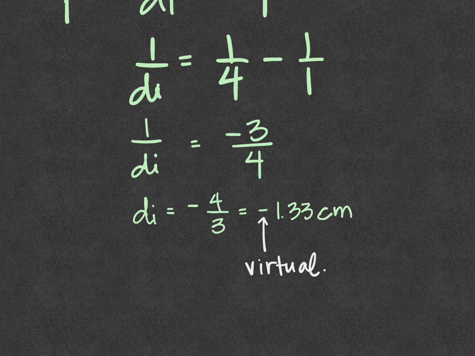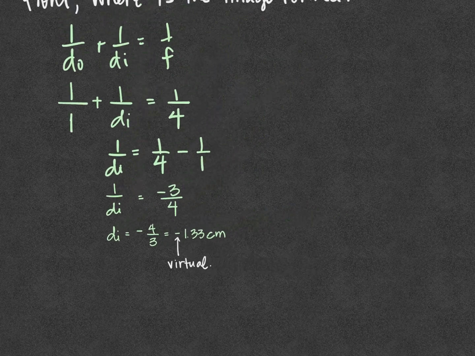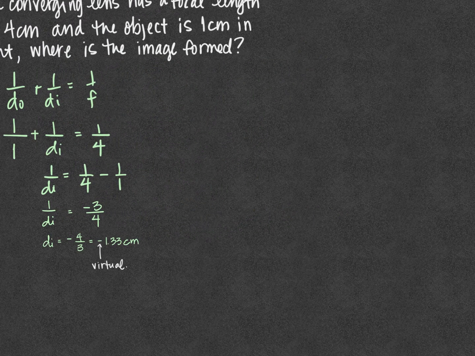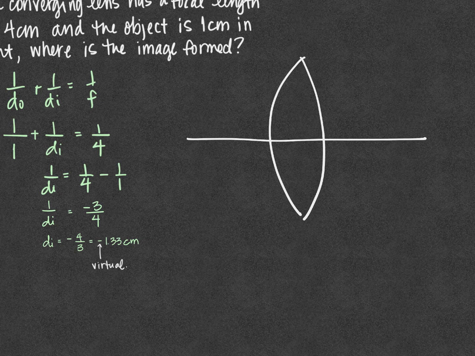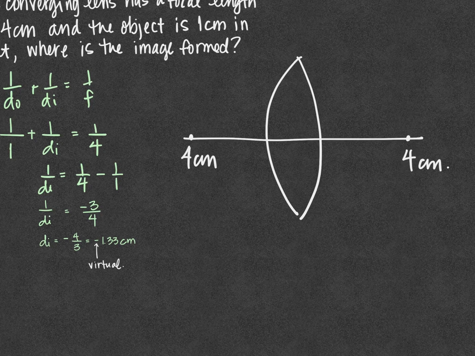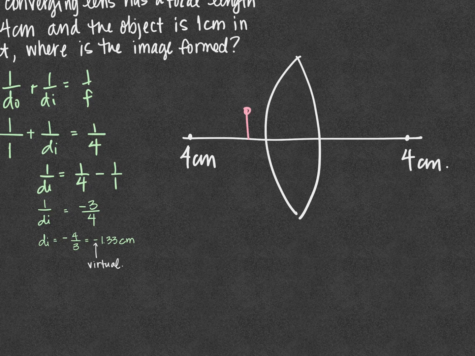Now, where is the image formed? Where would the negative be? So let's look at the setup of this problem. So we have our axis and our lens. And our lens has a focal length of 4 centimeters. So here's our 4 centimeter focal length. And our object is 1 centimeter in front. So there's our object.